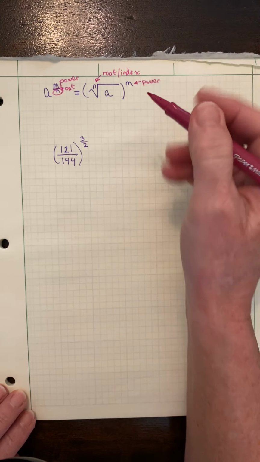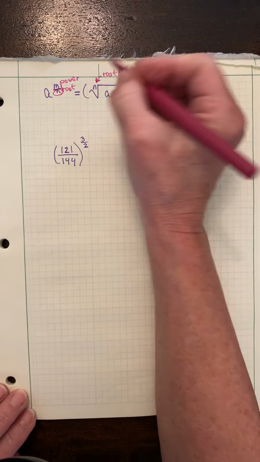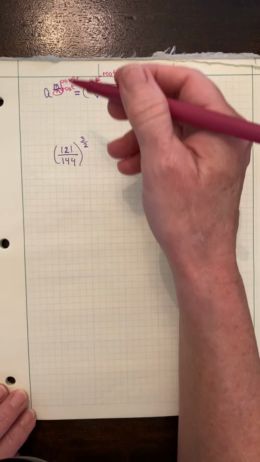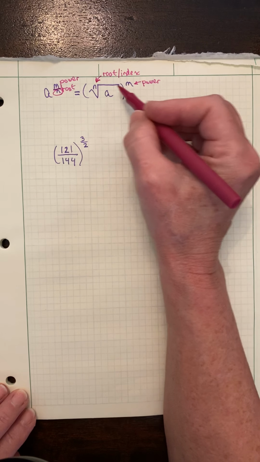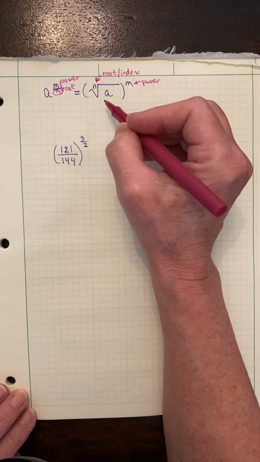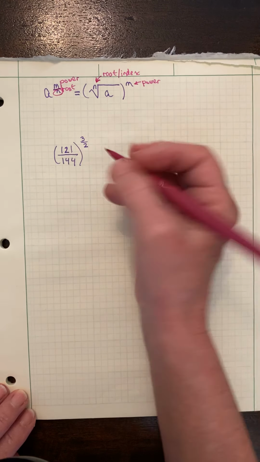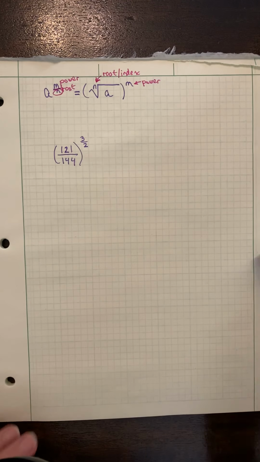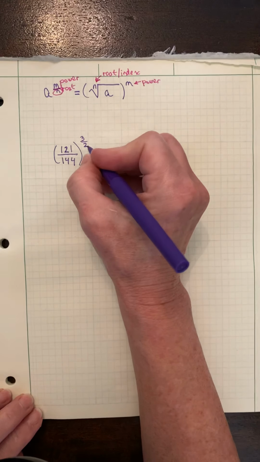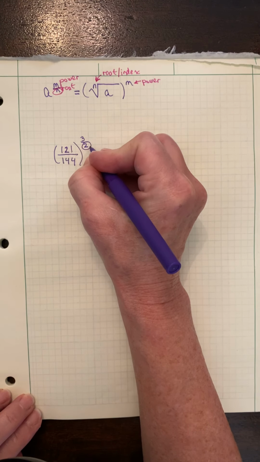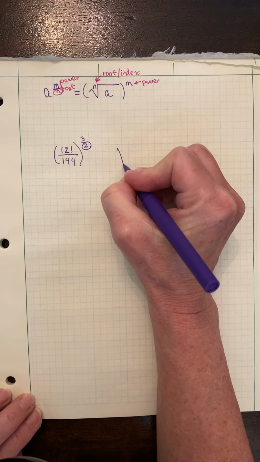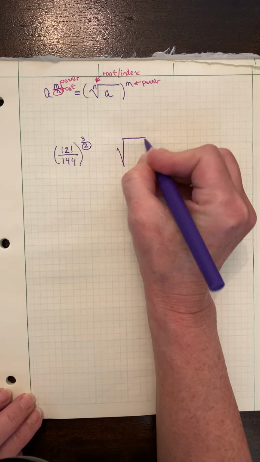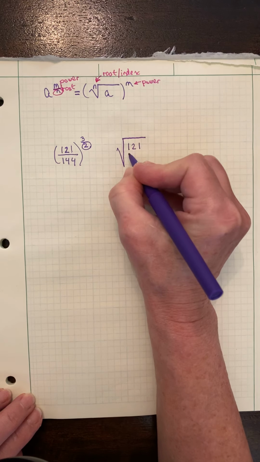So what we're going to do, and this will make the math easier, we need to apply both the power and the root. We'll take the root, get that simplified, then raise it to a power. Let's look at this example with a fraction. The root is 2. I want to apply that first. So what I'm going to do is put this under a radical.